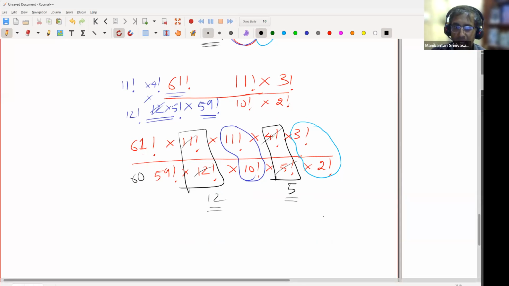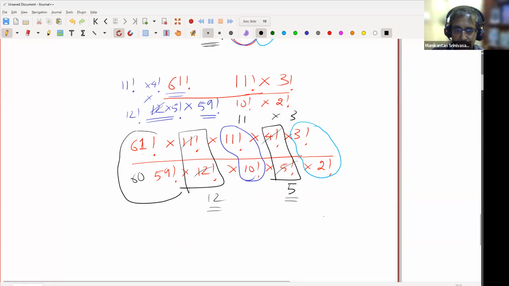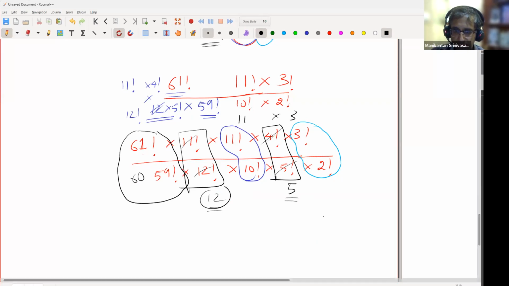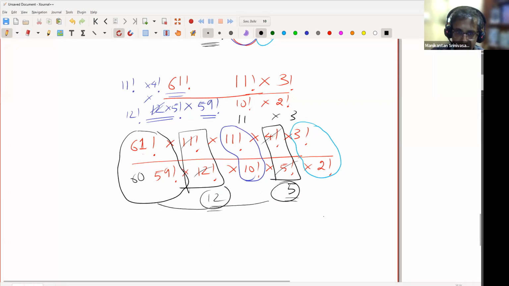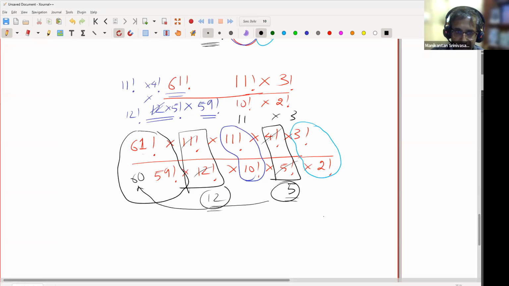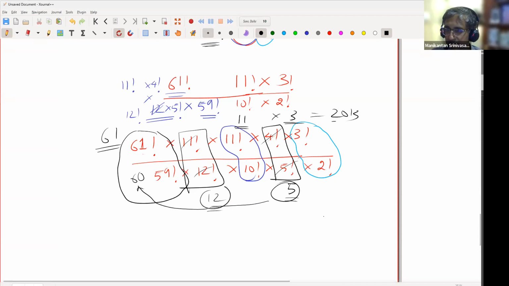So effectively, this is my 11, this is my 3, and this is my 61. If I combine the 12 and 5 and put it here as 60, then it cancels off to give me 61. So I have my 61, I have my 11, I have my 3, I have my product, 2013. Is this clear, guys?